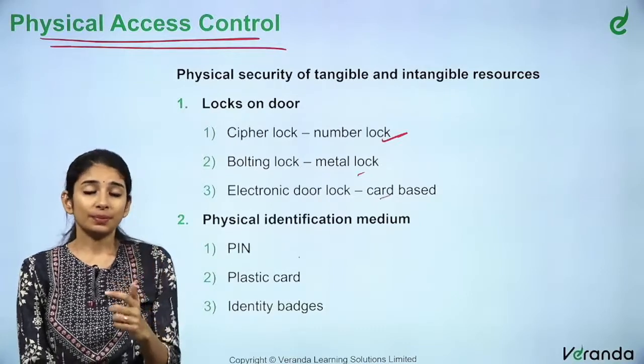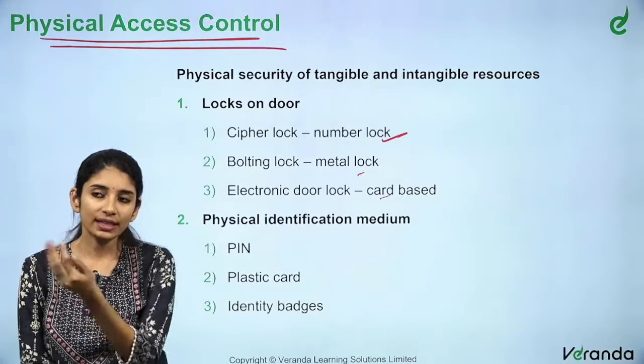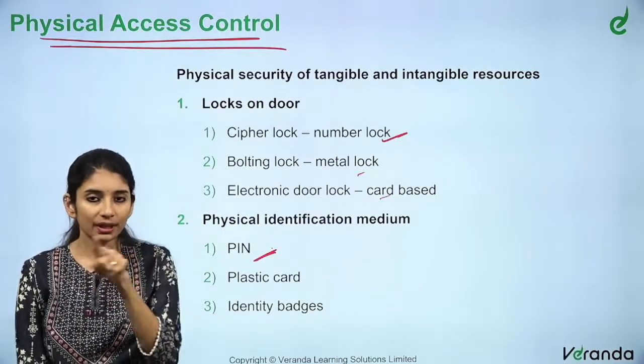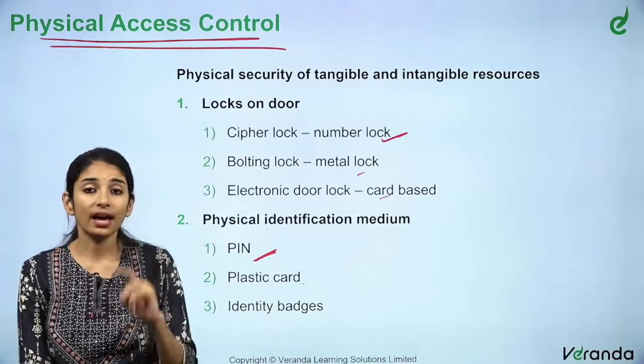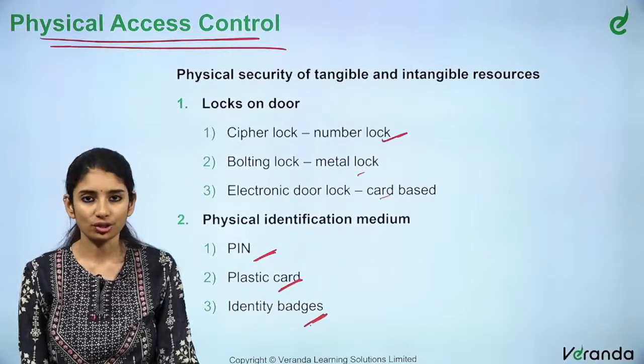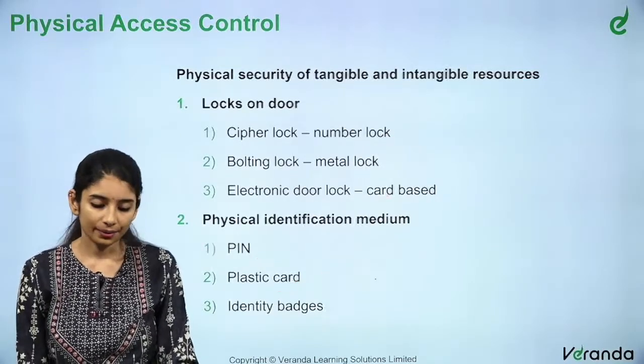Physical identification medium. So, people are coming in, you need to physically restrict them, right? So, what will you check? You will first check if they have the pin or not. If they have the pin, they can enter the pin and come in. If they have the plastic card, identity card. If they have identity badges. Plastic card is like a visitor card or an employee card, right?